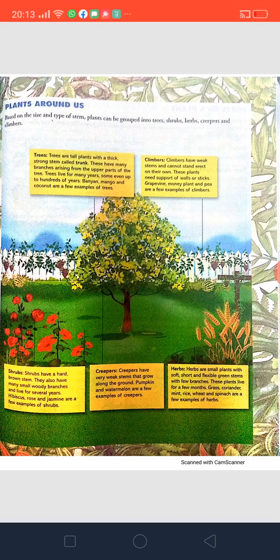What do you call the different kinds of plants? Based on the size and types of the stem, plants can be grouped into trees, shrubs, herbs, creepers, and climbers. Up to this, you have to observe each and every plant which I have told you. You have to prepare a video of 2 minutes, then you have to send it to me.